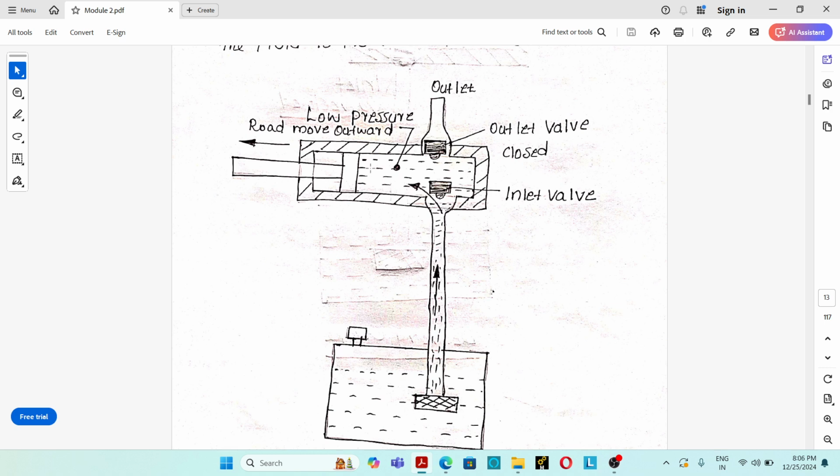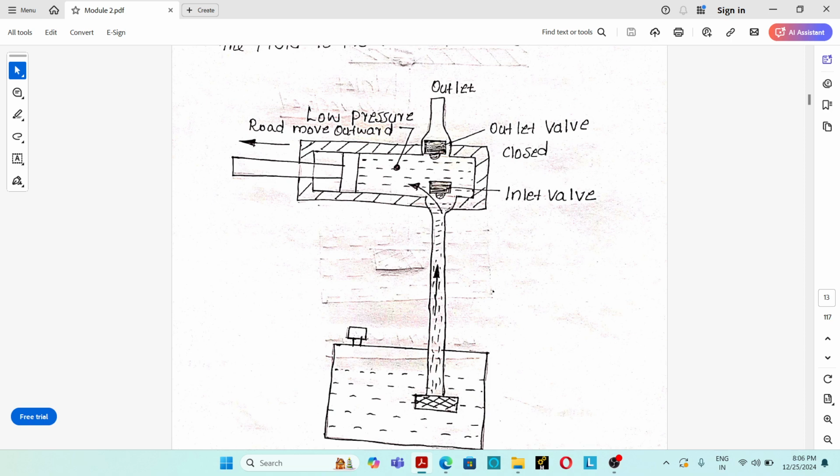Then the second stage. In the second stage, the piston moves in the forward direction. When the piston moves forward, the piston exerts a force over the hydraulic oil. Due to this force, the hydraulic oil gets pressurized, and that pressurized hydraulic oil flows to the outlet pipeline through the outlet valve. So this is the pump theory. This is the working principle of any positive displacement pump.